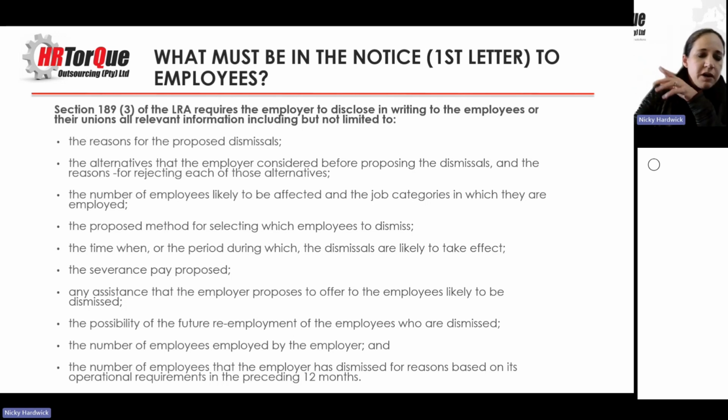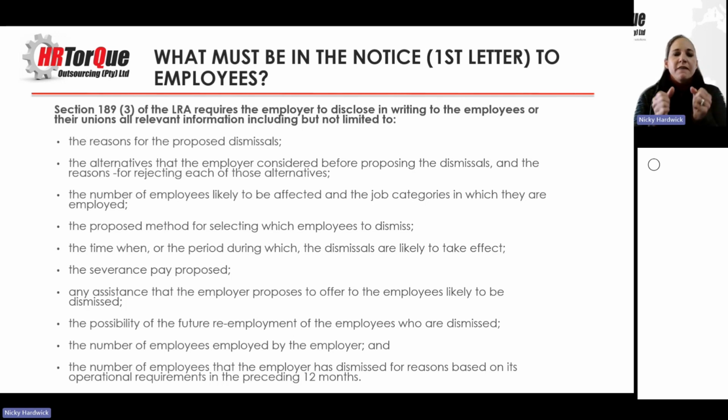Alrighty, so as I spoke about in the first meeting, you need to do a letter. The content of the letter is described for you in section 189(3) of the Labour Relations Act. And it is a very specific letter. You cannot just give a letter saying we're considering dismissal. You need to include the reasons for the proposed dismissal. So what have we decided? What alternatives have you looked at before considering the dismissals?